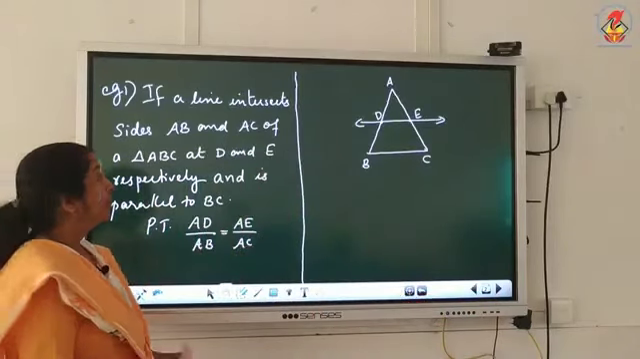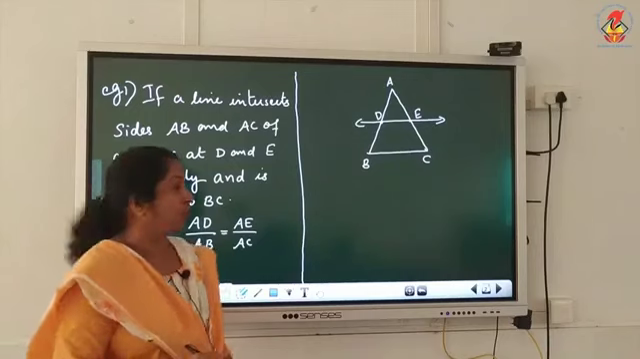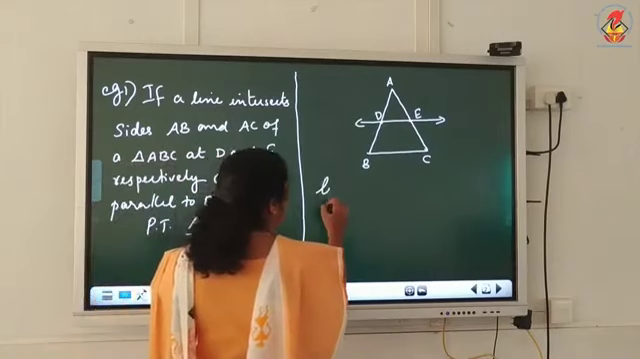Example 1. If a line intersects the sides AB and AC of triangle ABC at D and E respectively and is parallel to BC, prove that AD by AB is equal to AE by AC. For these kinds of problems, you have to write what is given first, then what to prove. Then only you can start the proof.